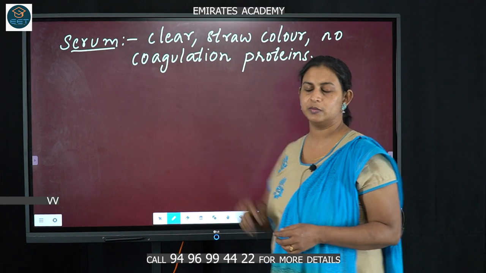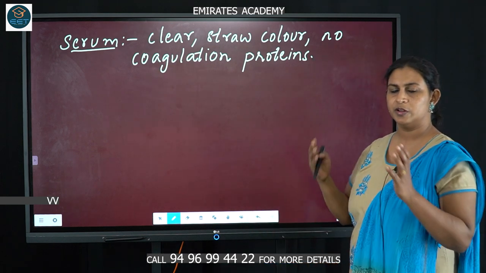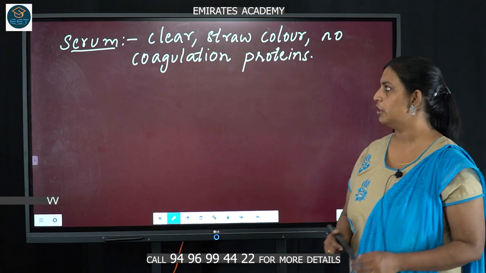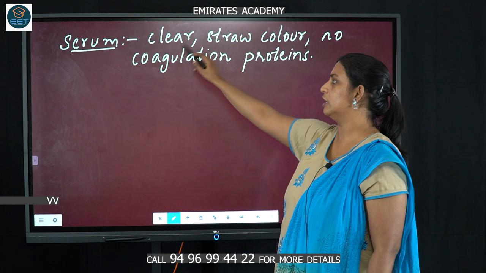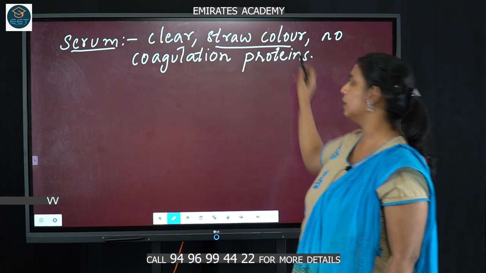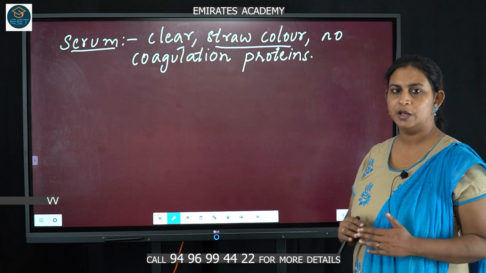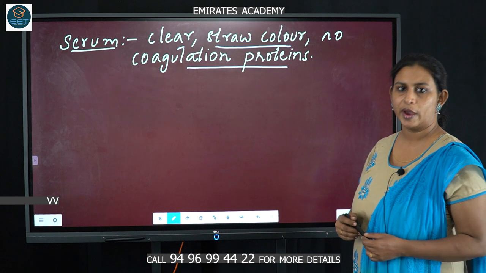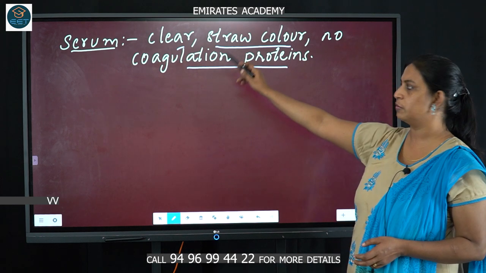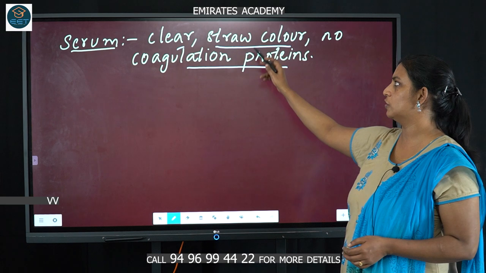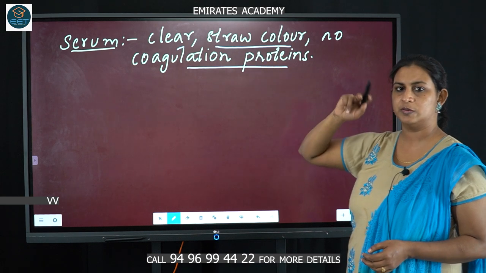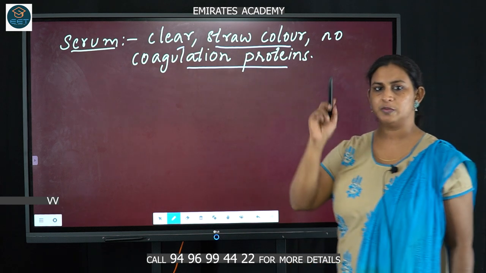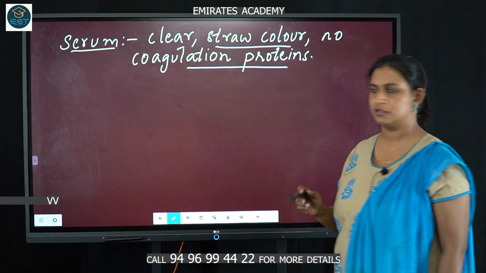Now the serum. As I said, serum is the liquid portion which has been obtained after the clotting factors have been removed. Serum would ideally be clear, straw colored, that means very pale yellow. And it does not have coagulation proteins. So serum is clearer than plasma. It is straw colored, whereas plasma was yellow. And serum does not have coagulation factors, whereas plasma has coagulation factors.